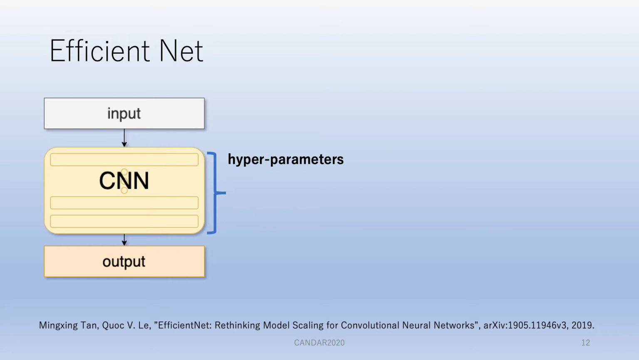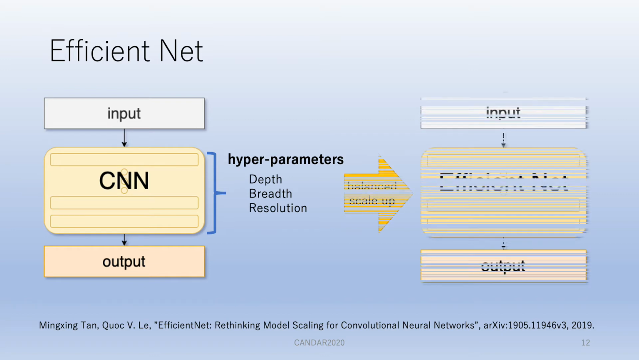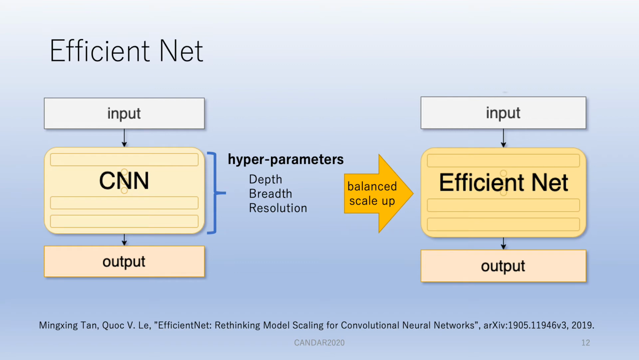EfficientNet, announced in 2019, scales up the model's depth, breadth, and resolution in a balanced way. EfficientNet is known as the most powerful image recognition model currently available. However, this model basically learns only from the features of the image. It can't learn the meta-information that the image has.